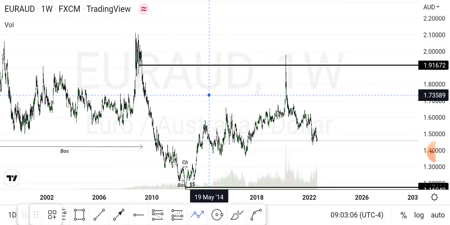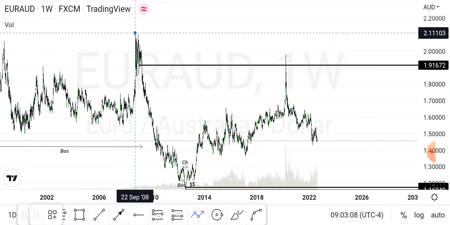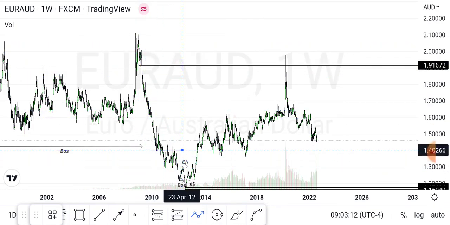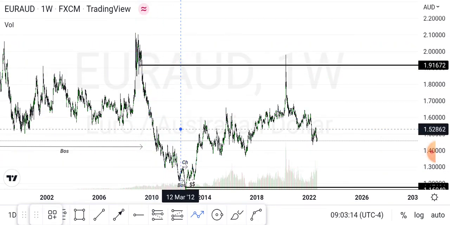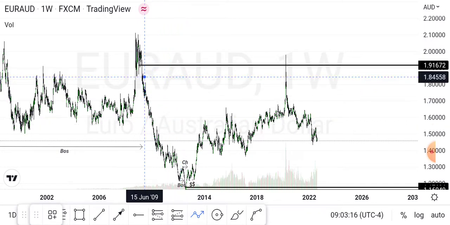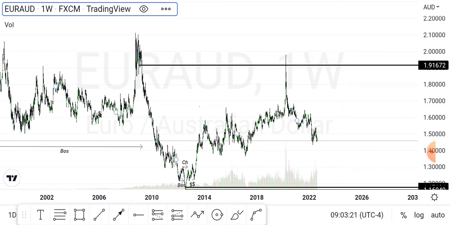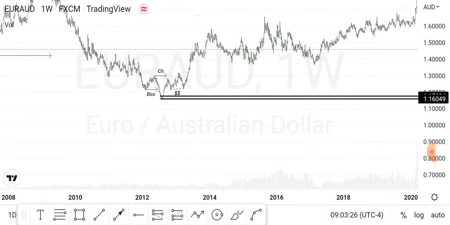Why is it a weak low? It never broke this high. So we expect this low to be taken out. So yeah, let's move. And we also have, sorry about that, a demand area there.